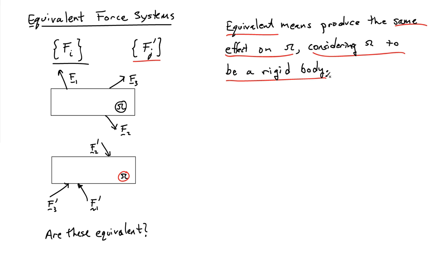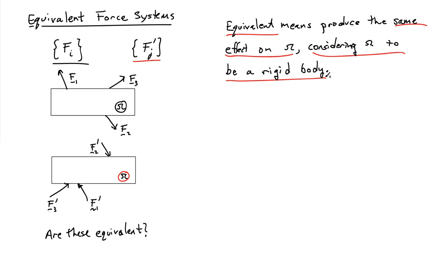However, we do use it later on when we are looking at the analysis of deformable bodies, and in that context, equivalency simply means that it produces almost the same effect. Okay, and we'll define that a little bit more clearly when we move on to deformable bodies. But for rigid bodies, the concept means producing the exact same effect on the body for two different force systems.